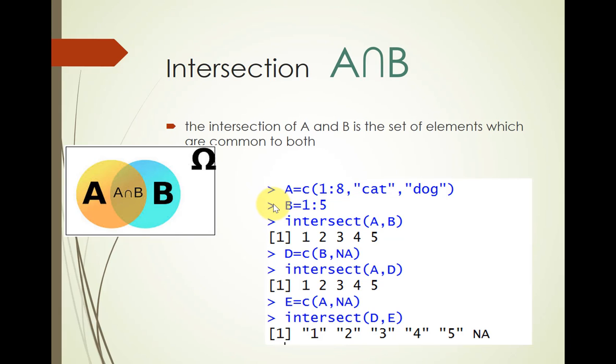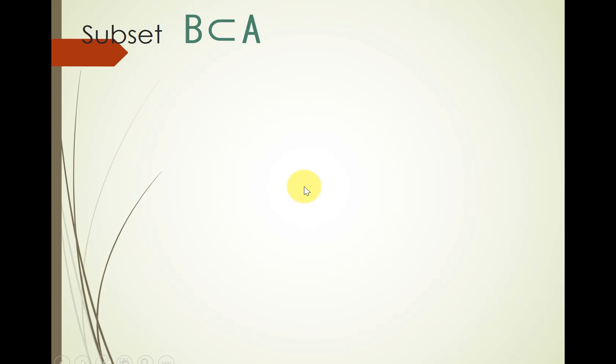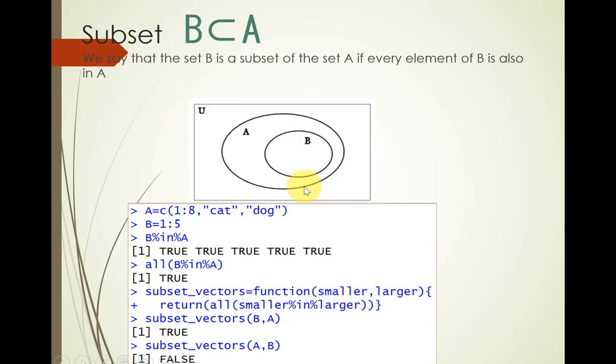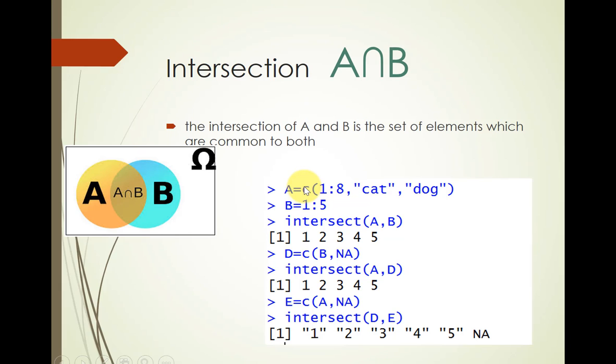Okay, so we just did subset. Now we want to do intersection. So the intersection of A and B is the set of elements which are common to both. So here's A, here's B, here's what we call the universal set. Sometimes they use the U, sometimes they use this capital omega. Anyway, here's the intersection of the two sets. It's the set of elements that are common to both A and B.